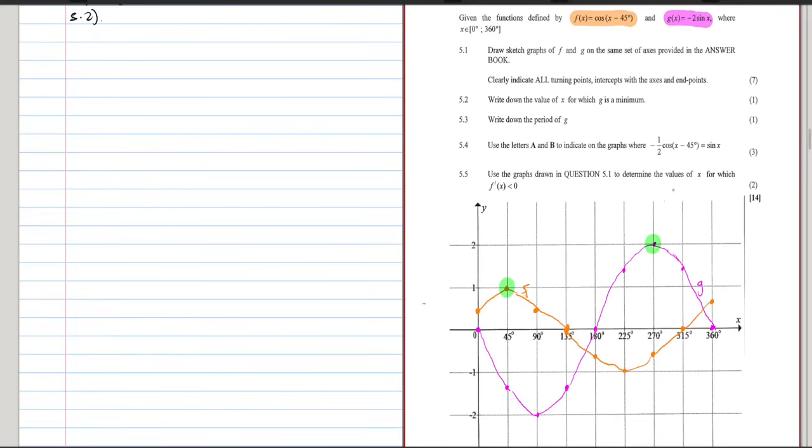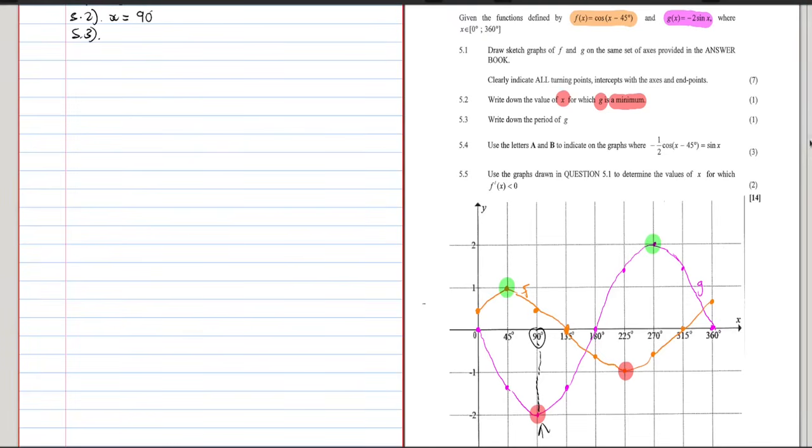All right, that's maximum. Now we're going to have minimum points. Minimum points are where we have a turning point just below the x-axis. Since the question is asking for the x value of g, which we get a minimum, we see that a minimum for g, it's this point. So the x value where we get the minimum is x equals 90 degrees.